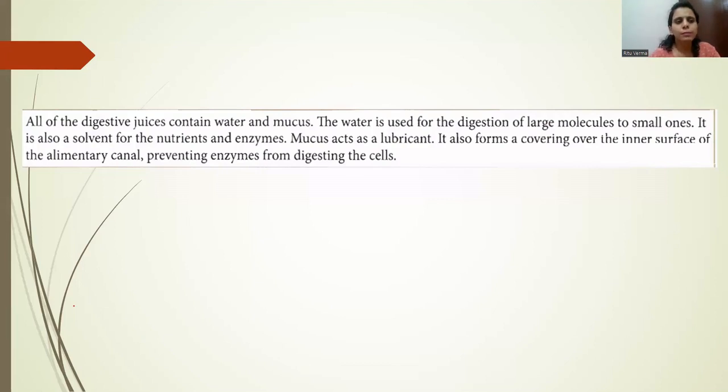Remember, all of the digestive juices contain water and mucus. Digestive juices means pancreatic juice, gastric juice. Saliva is released in the mouth, and that also contains water and mucus. Now this water is present in digestive juices because water is used for digestion of large molecules into small ones, and it is also a solvent for nutrients and enzymes. Mucus acts as a lubricant, and it also forms a covering over the inner surface of the alimentary canal, preventing enzymes from digesting the cells. So in the next video we are going to discuss absorption of food.